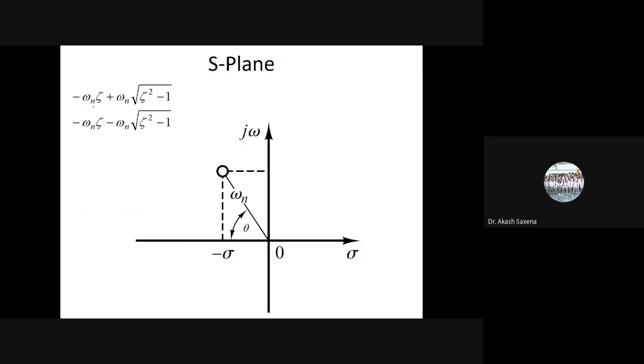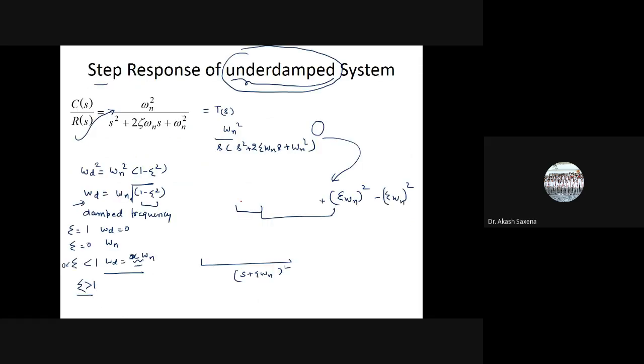Now, if I talk about the underdamped system, with omega n and zeta, all parameters known, we can reduce this to minus zeta omega n plus or minus j omega n times the square root of 1 minus zeta squared. So this part is omega d, which is the damped frequency. This is the natural undamped frequency. From here, I can write that omega d is equal to omega n times the square root of 1 minus zeta squared. So this is the damped frequency. When omega d is equal to 0, that means zeta is equal to 1. When zeta is equal to 0, omega n will be equal to omega d.